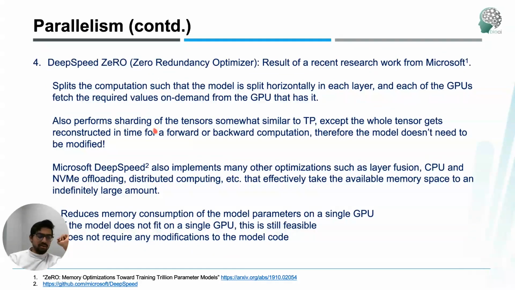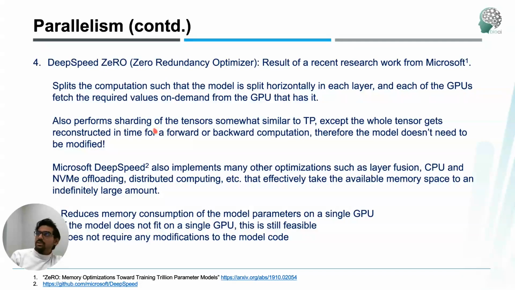And then the final one, and the one that we will spend the most time on, is DeepSpeed ZeRO. The full form is Zero Redundancy Optimizer, and it's the result of recent research work from Microsoft. This splits the computation in such a way that the model is split horizontally in each layer, and each of the GPUs then fetches the required values on demand from other GPUs. It sounds similar to tensor parallelism, but it's different. How is it different? Let's have a look.